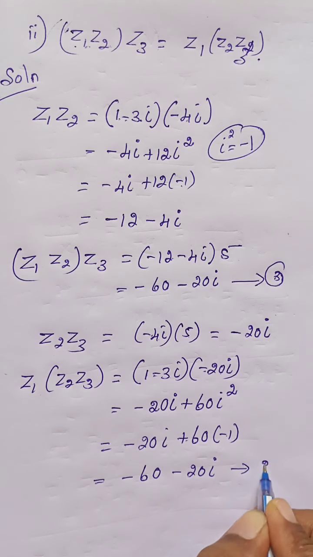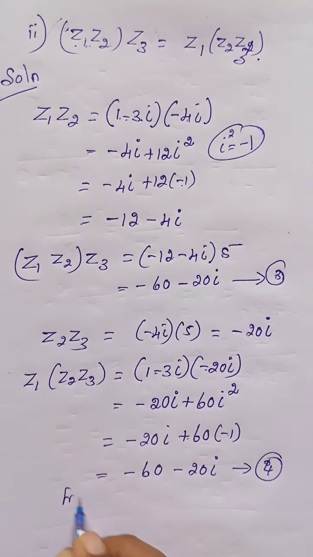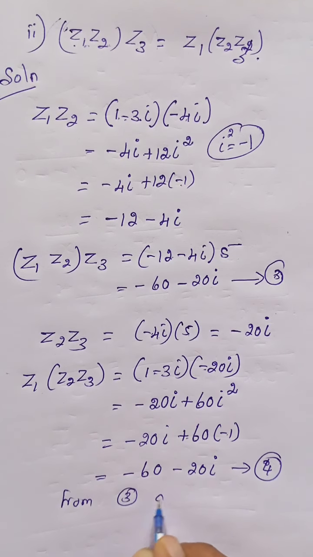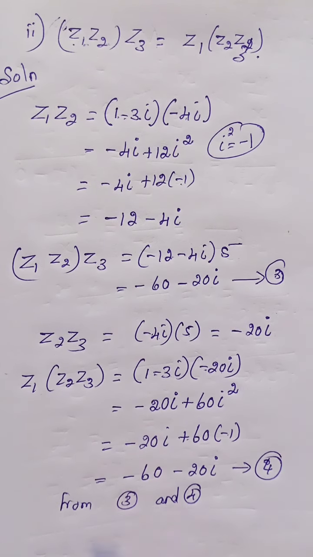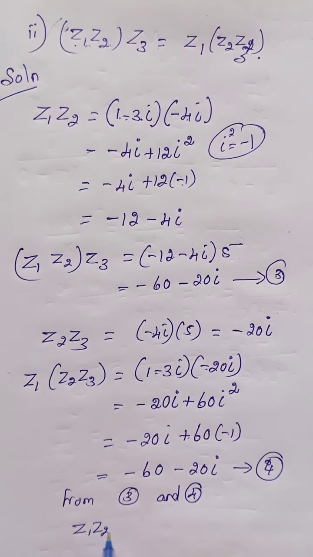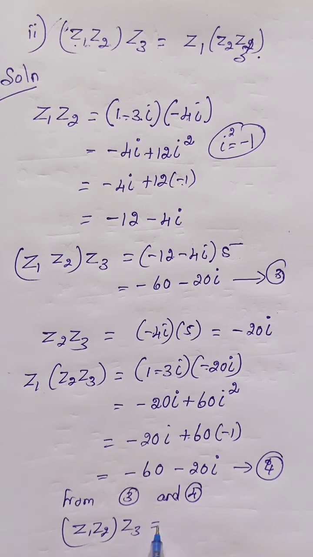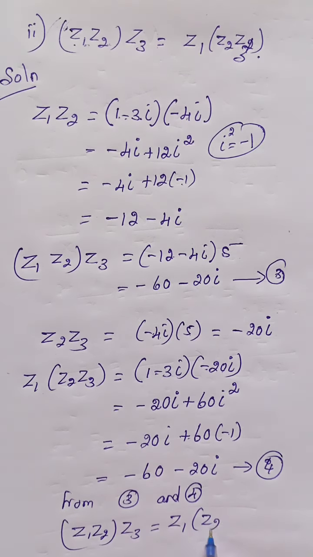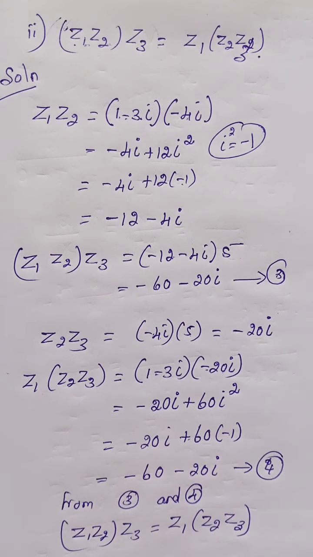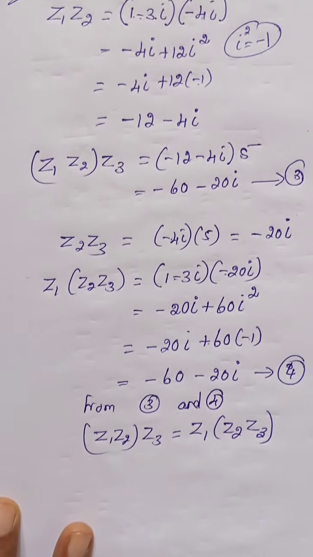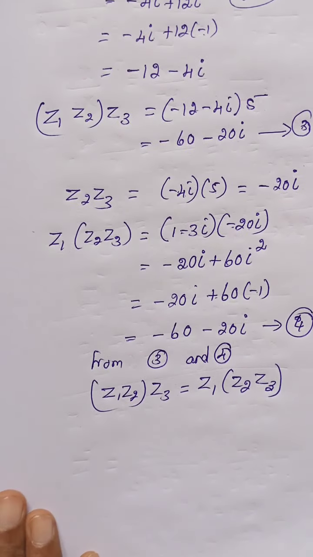I can keep it as equation number 4. Now from equations number 3 and 4, (Z1 Z2) into Z3 is equal to Z1 into (Z2 Z3). Is that clear? This is the first problem.